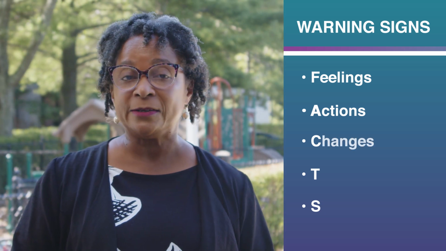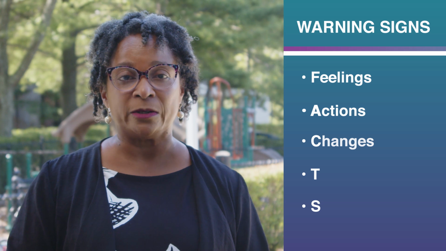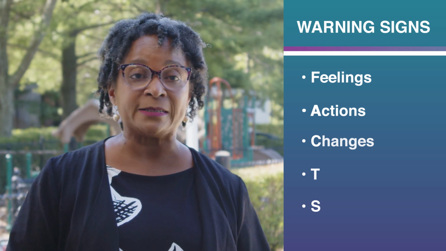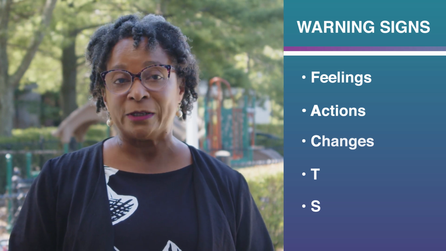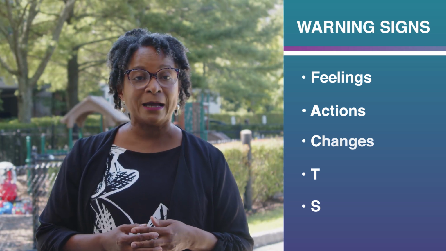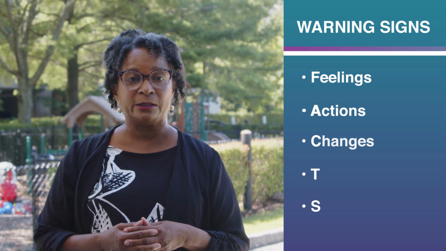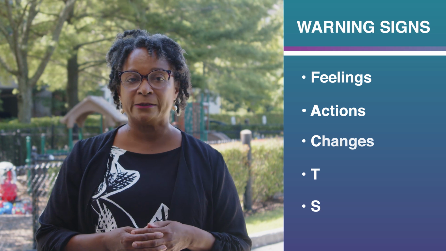C indicates changes. This is a very important category because it means we're looking for changes from the student's previous attitude, moods, or behaviors, which have been noticeable for at least a couple of weeks. For example, students who were active may become withdrawn, quit athletic teams, stop paying attention to personal appearance, daydream, or even fall asleep in the classroom.